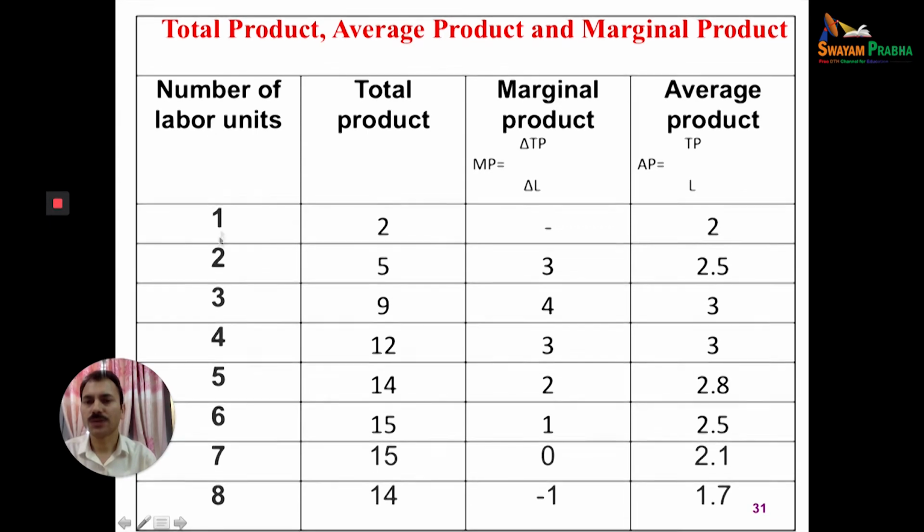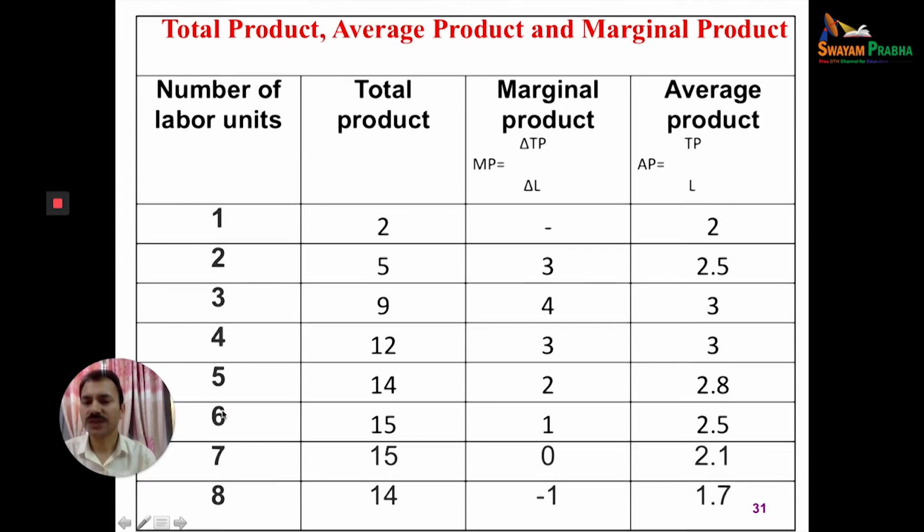Here the number of labor units we are using is increasing: 1, 2, 3, 4, 5, 6, 7, 8 and so on. This factor of production is variable. Total product is increasing. When we use 1, then 2, then total product will be 5, then 9, then 12, then 14, 15, 15, and then 14. Here the output will be maximum.